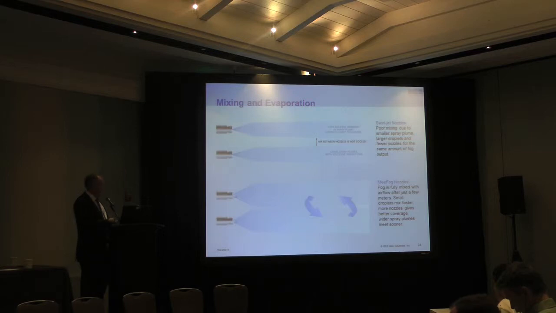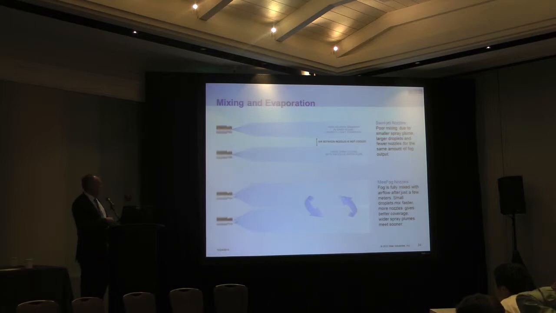Mixing and evaporation are also very important. If you have tight spray plumes, you have a lot of air in between, so there's no evaporation. There's only evaporation occurring off of the edge of the spray plume. And any excess vapor in here has to migrate out to the drier area. That takes a long time to occur. So again, mixing is a really critical thing.